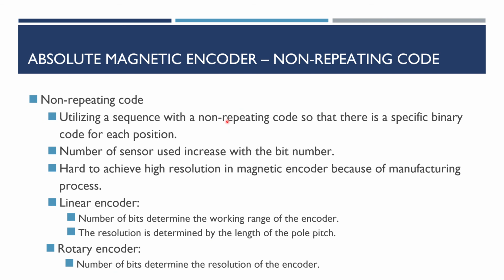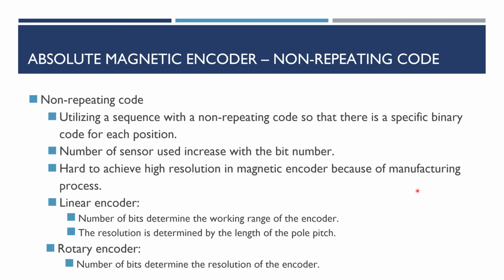For a non-repeating code absolute encoder, the scale will be patterned with a non-repeating binary sequence, so that at each position there will be a unique output. And if we want to increase the bit number, we will also need to increase the number of sensors. For example, if we have a 2-bit encoder, then at each position, it will output a 2-bit binary number. And if we have a 3-bit encoder, then at each position, it will output a 3-bit binary number.